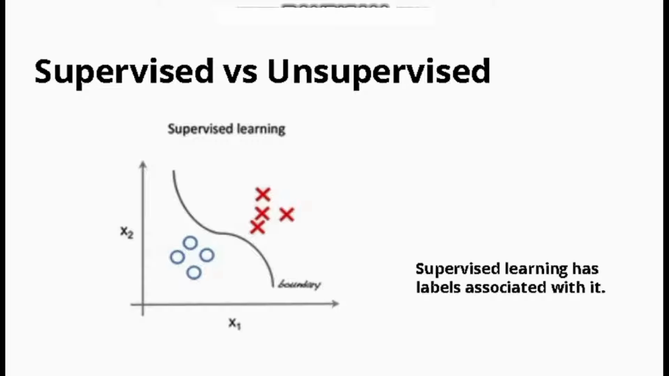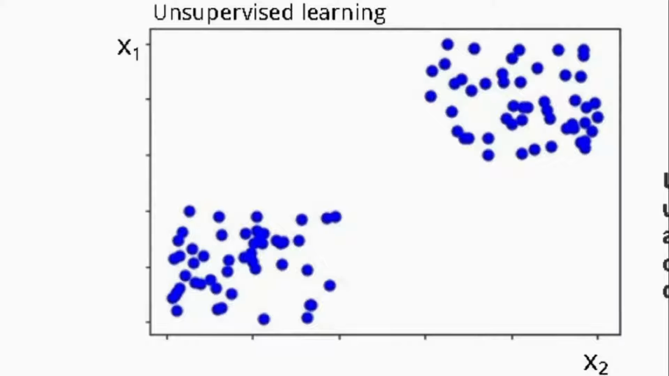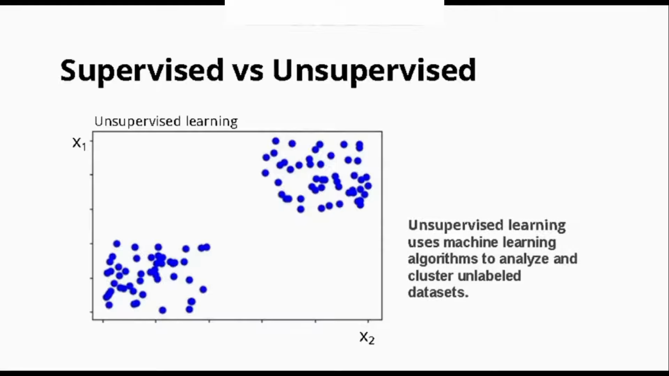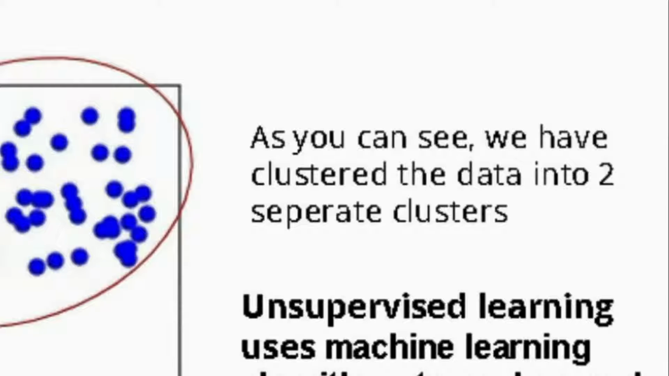Supervised learning has labels associated with it. Just like these are the cross-labeled data points and these are the circle-labeled data points. However, in unsupervised learning, the data points are unlabeled, so we cannot tell if a data point is circle-labeled or cross-labeled. Therefore, unsupervised learning uses machine learning algorithms to analyze and cluster unlabeled datasets. As you can see here, we have clustered the data into two separate clusters.